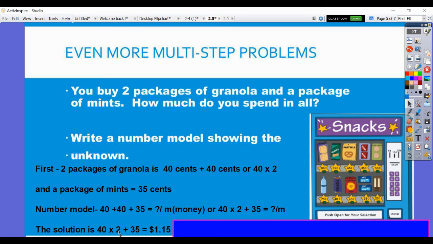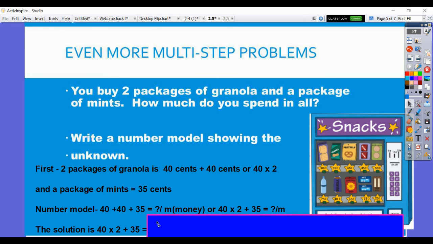We have 40 times 2 plus 35. So 40 times 2, which is the same as saying 40 plus 40, and 4 plus 4, 4 tens plus 4 tens would be 8 tens. That would be 80. And 80 plus 35, you might say, well, that's really hard, Mrs. Carroll, or I'm not really sure how to solve that. So I could start at 80, and I could count up 80 plus 35.